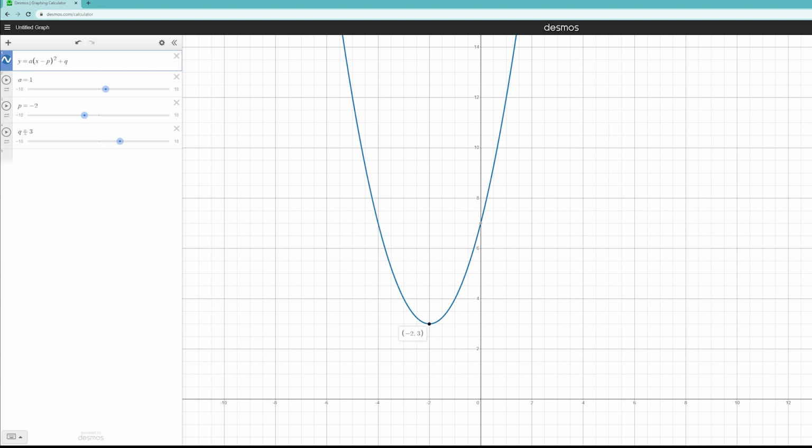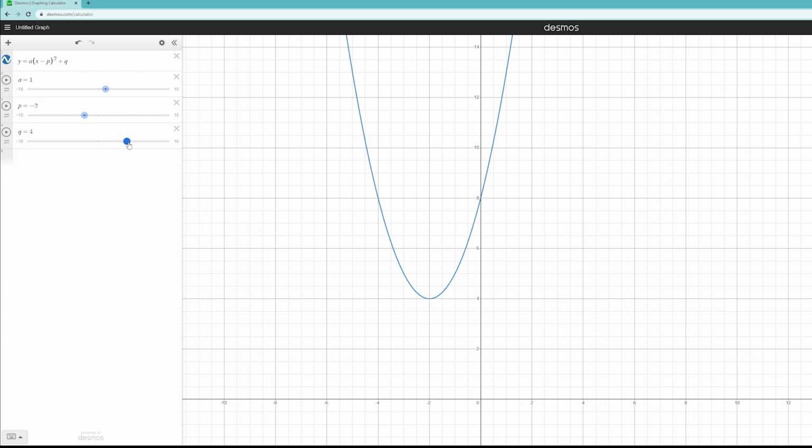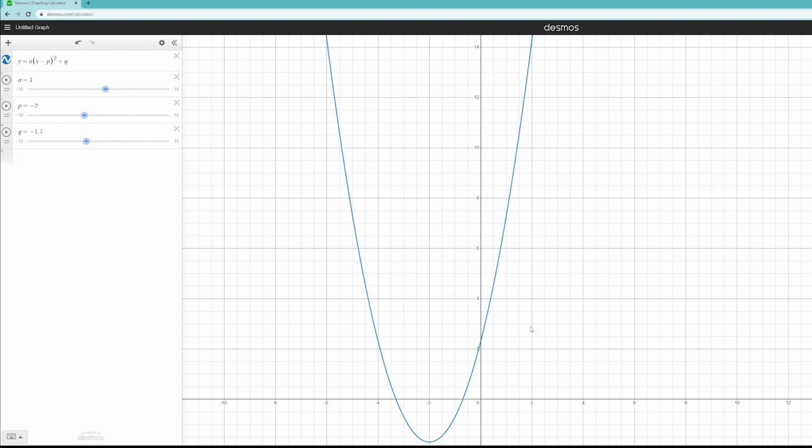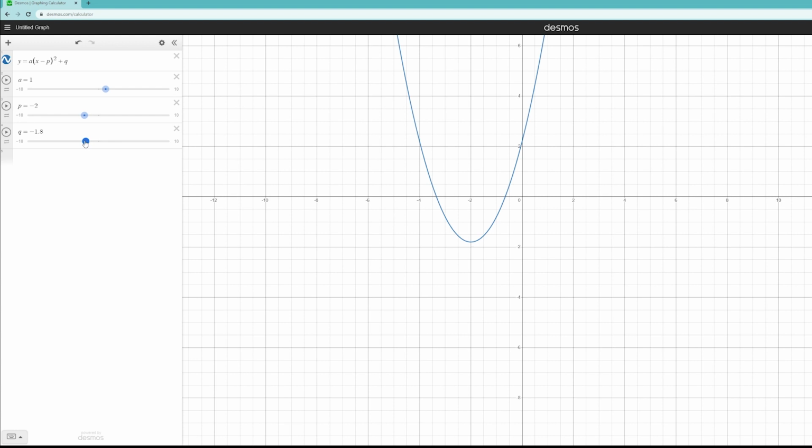Now taking a look at our q value, we have a q value of 3 in this case. Well, if we start to move it up and down, you can see that when we move this q value to 4, now our vertex has a y coordinate of 4. And if we move it to, let's say, a 7, it's now shifted up to a 7. And if we were to move this down, and let me shift my graph a little bit, when q is -2, we can see that the y value of the vertex is also -2.